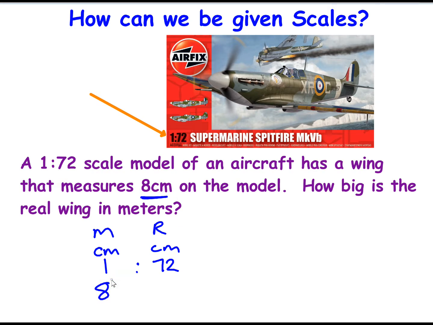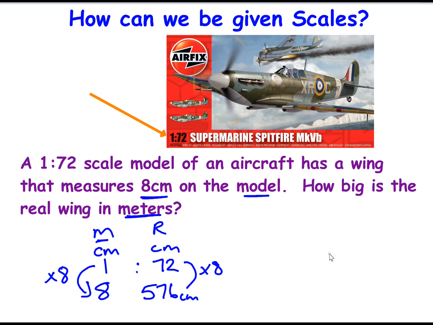So here, if I have a wing for the aircraft and it's 8 centimeters long on the model, so the 8 centimeters is relating to the model, then how did I get from 1 to 8? I multiplied it by 8. So if I multiply one side by 8, I multiply the other side by 8. And that gives me 576 centimeters.